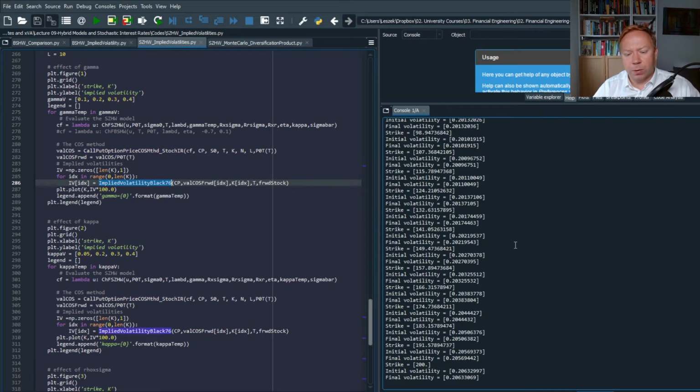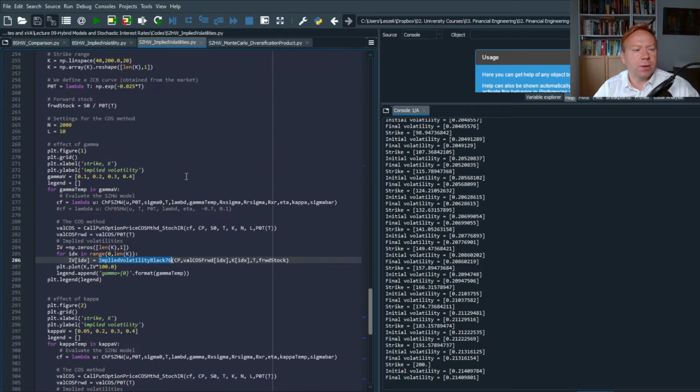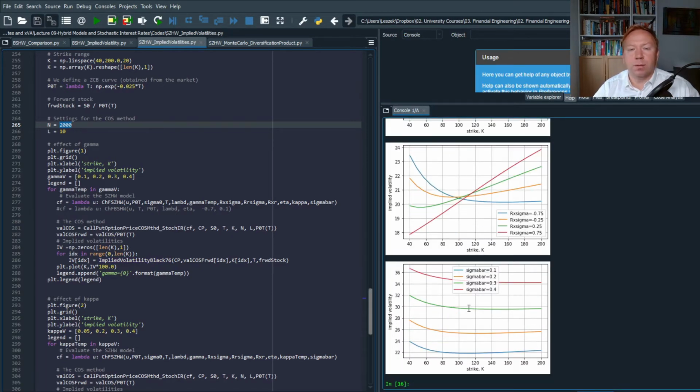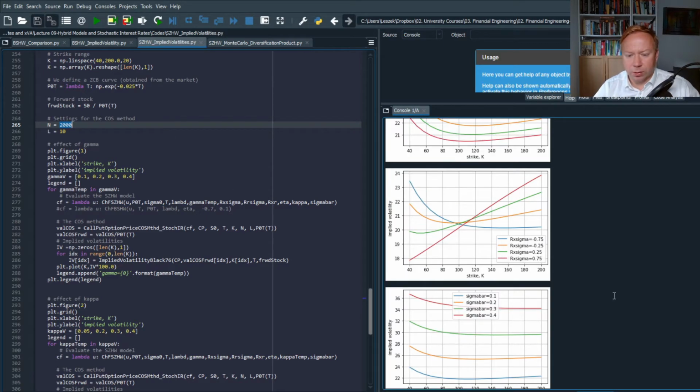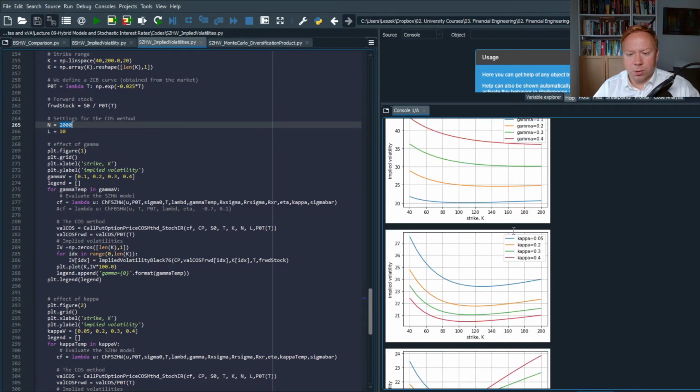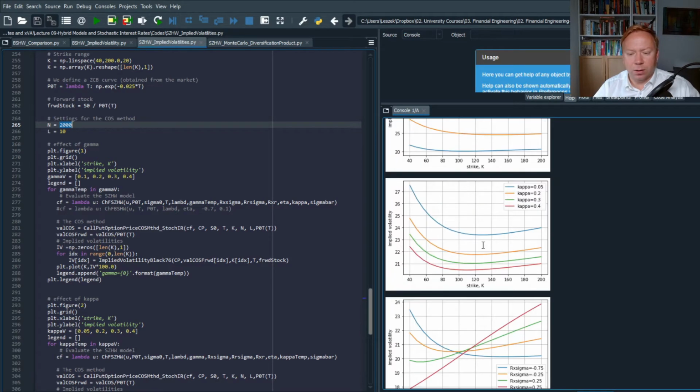So if I run, you see that it takes some time because for every single call, every single set of parameters, we have to perform many of these integrations. I have chosen here maybe 2000 expansion terms for the COS method. So obviously that's not very cheap, and this is also not really optimal, but I just want to illustrate the results. Those are exactly the results that we have seen in the slides.